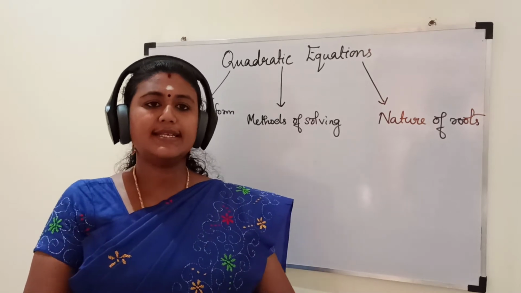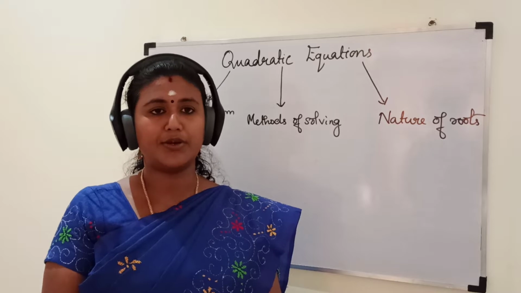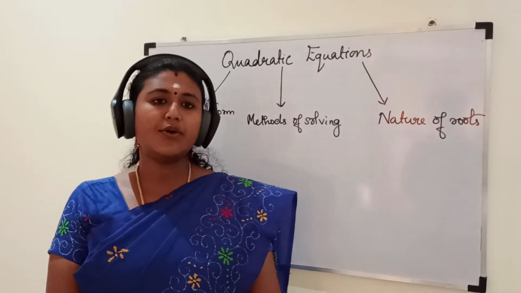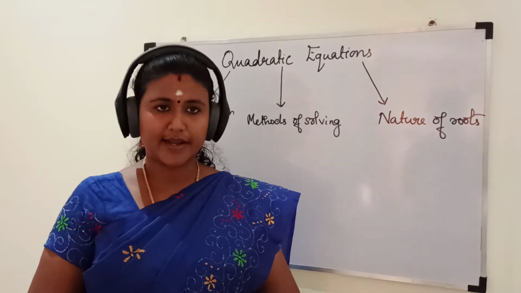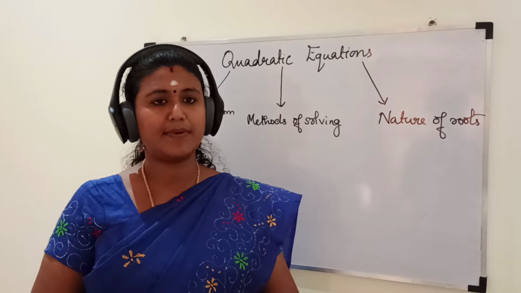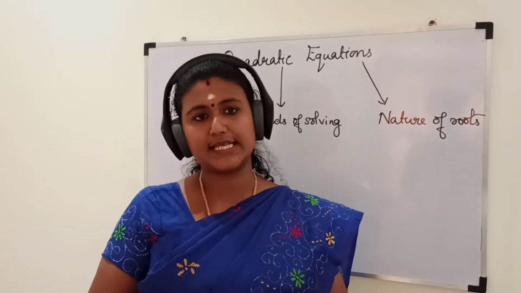So you have already studied in the chapter polynomial about the quadratic polynomial. So you know what is a quadratic polynomial. A polynomial of degree 2 is called a quadratic polynomial, and the general form of a quadratic polynomial is ax square plus bx plus c.